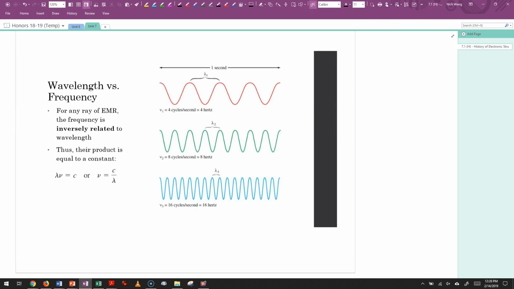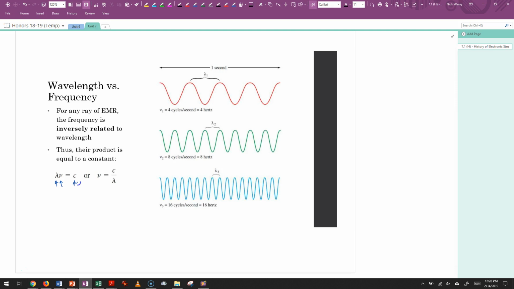And to finally finish it off here, let's talk real quick about wavelength versus frequency. All right, so you can see that, for any ray of electromagnetic radiation, so any ray of light, effectively, the frequency and the wavelength are inversely related. So the product is equal to a constant. We see here, lambda times nu is equal to c. Well, c you may have heard of, but c actually represents the speed of light.